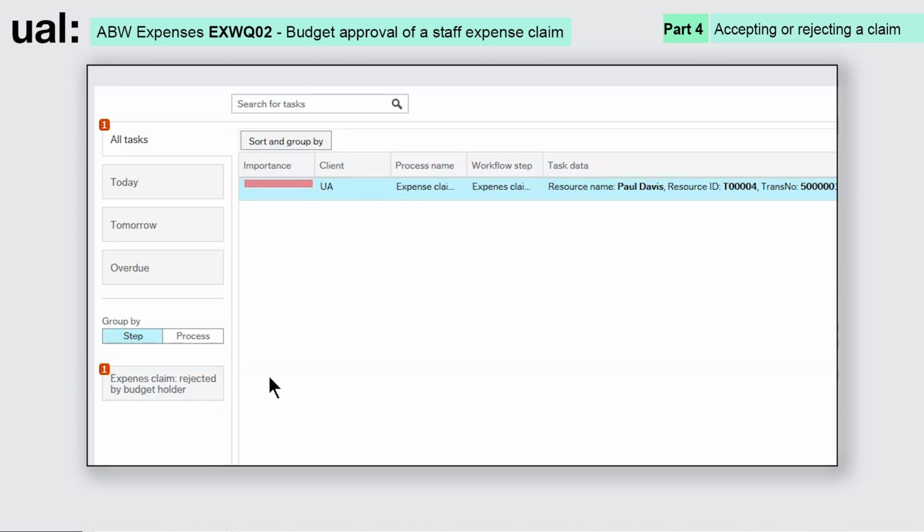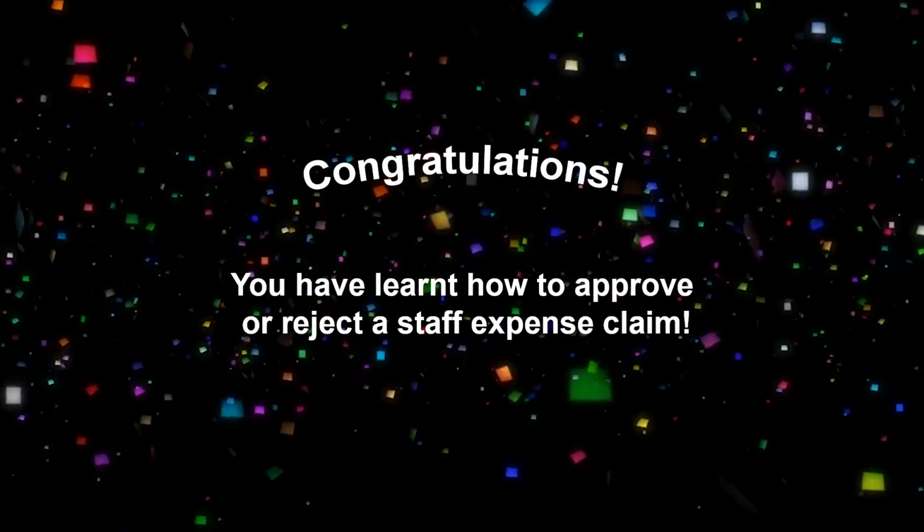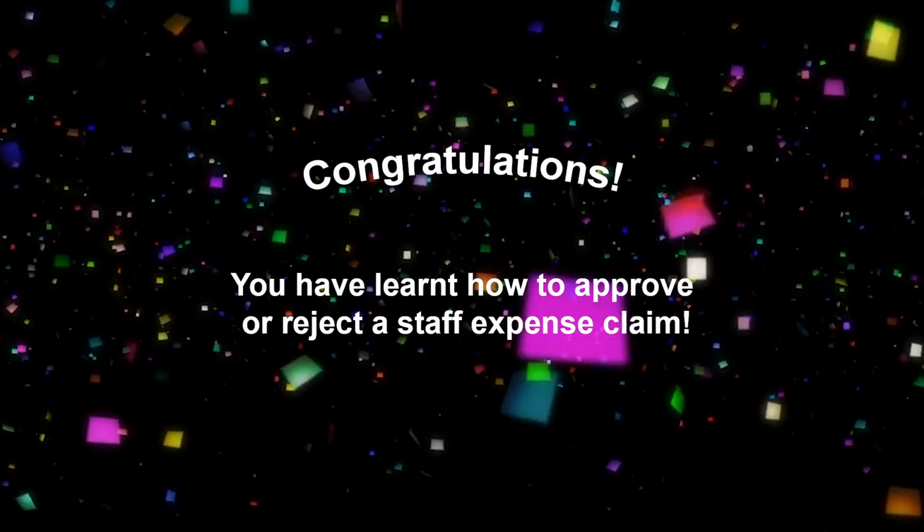Step 6. The claim will return as a task to the person who submitted it. Rejected lines will be highlighted in red. Congratulations! You have learnt how to approve or reject a staff expense claim.